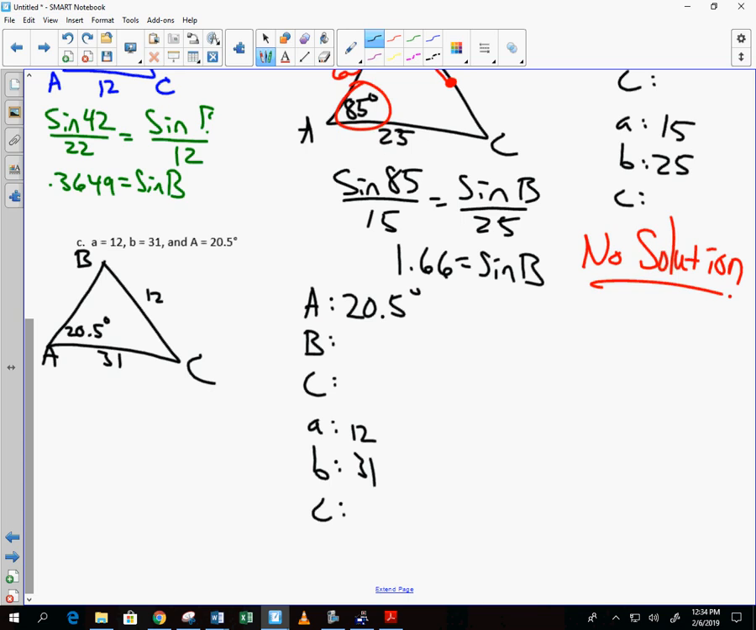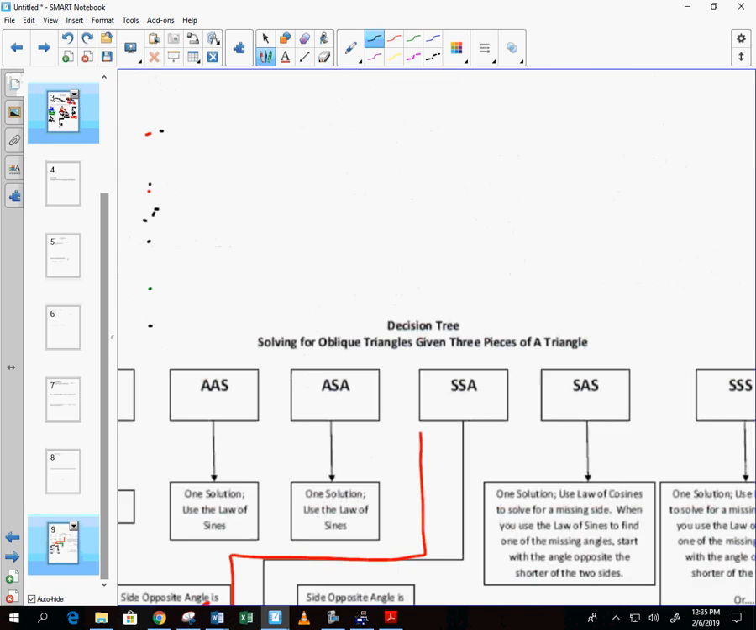It's shorter. That means it's either two solutions or no solution. You want to know right now. You don't know. You have to start to work out the problem.